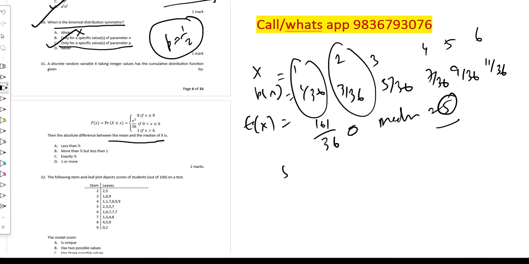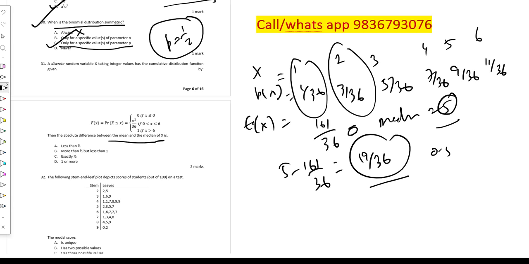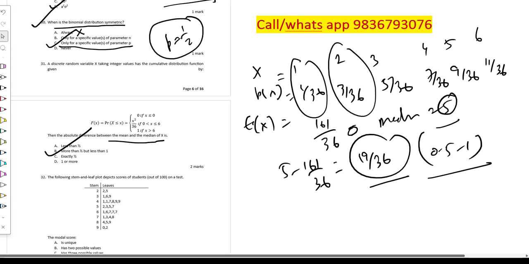So the difference is 5 minus 161 by 36, which is 19 by 36. This lies between 0.5 and 1. So the answer to this question is B. Next, proceed to the next question.